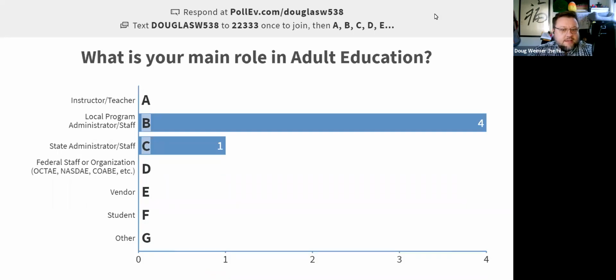Okay, so at this point, it looks like it's mostly local program staff and also one person from the state staff. That's great. This will be applicable to you. So I hope you're able to take something from this session back with you to your local program.